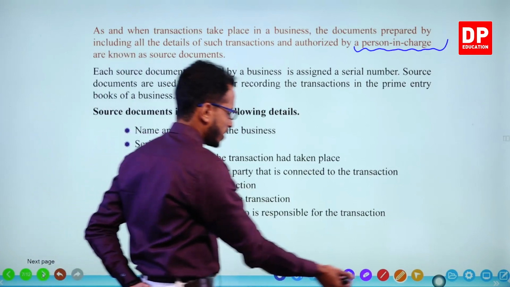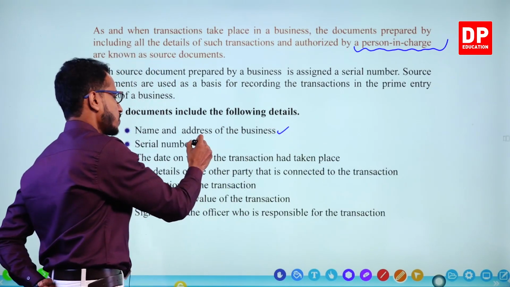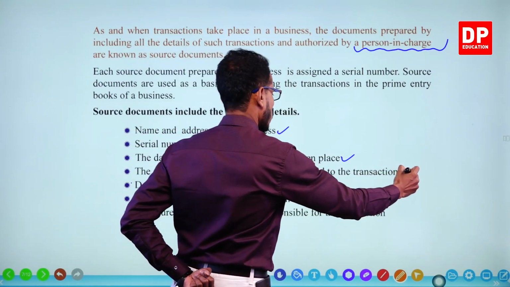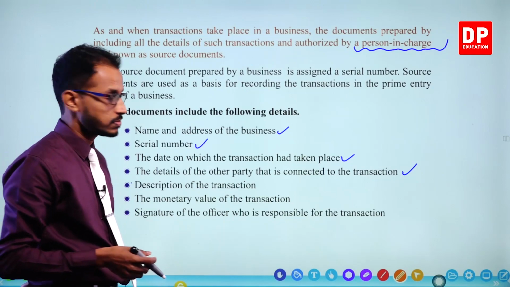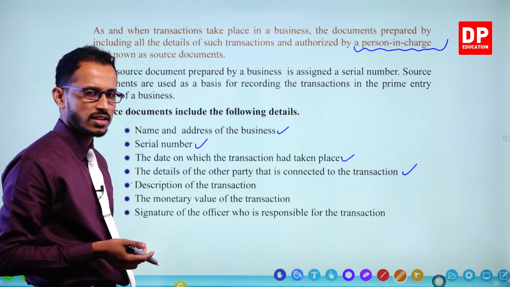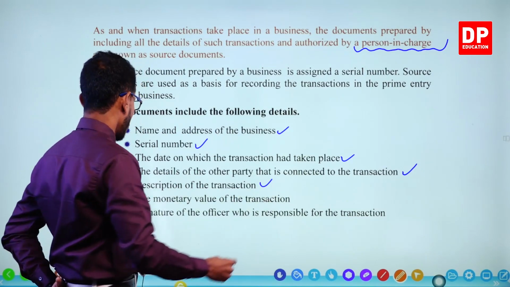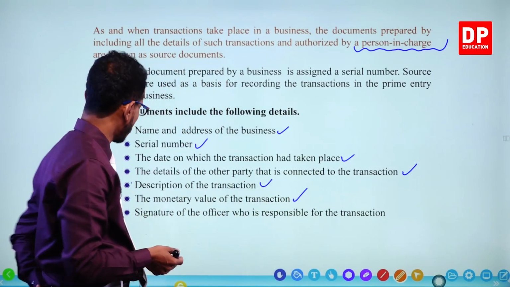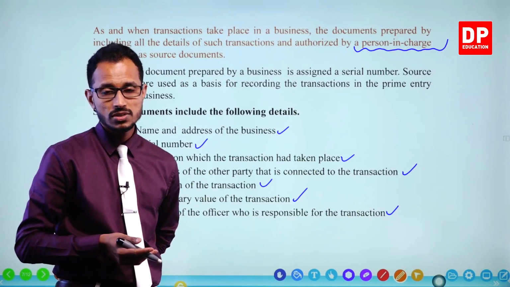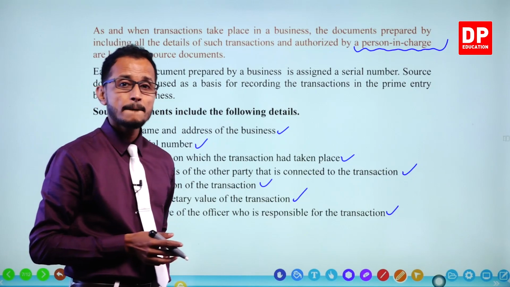Right, children? And normally in every source document, this information is included: name and address of the business, serial number of the source document, date of the transaction, details of the other party, that is the customer, name of the customer if needed. You can write down the name in the bill. Description of the transaction, the monetary value or the amount of the transaction, and the signature of the officer who is issuing the bill or the source document. Right. So these are the information which are included in a source document or a bill.